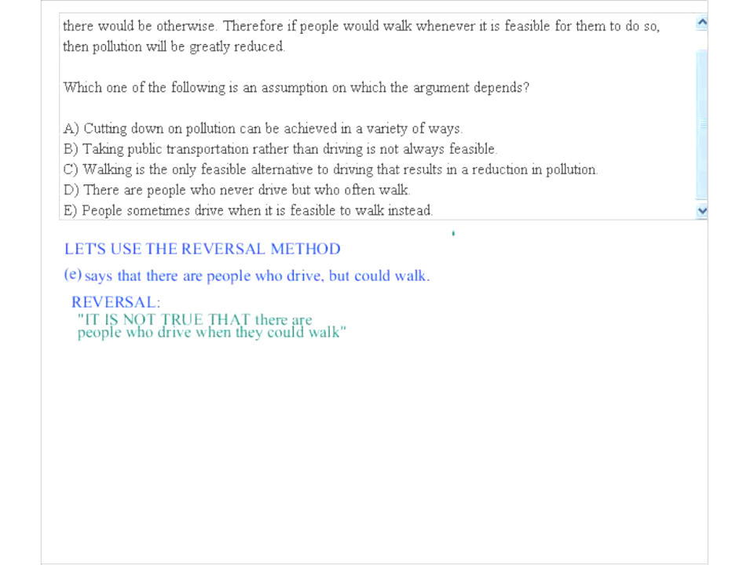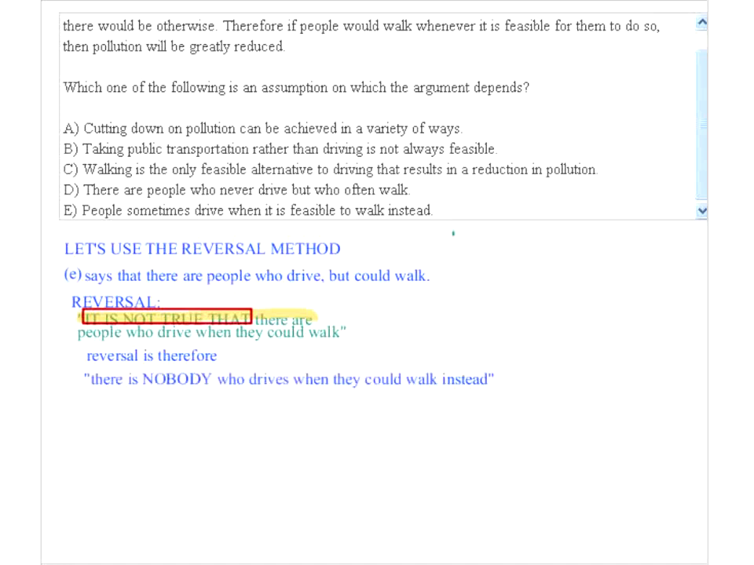Remember, you've got to be really careful about the way that you reverse these things. It helps to actually just stick these words in front: it is not true that. And then you see what you get out of doing that. So if it is not true that there are such people, then that means there are not such people. So the reversal is therefore, there is nobody who drives when they can walk instead. Or if you go directly off of choice E, people sometimes drive when it is feasible to walk instead. If it is not true that people sometimes drive, then that means they never drive.